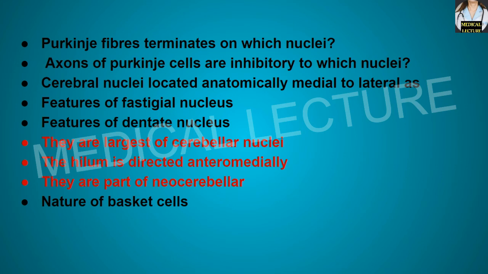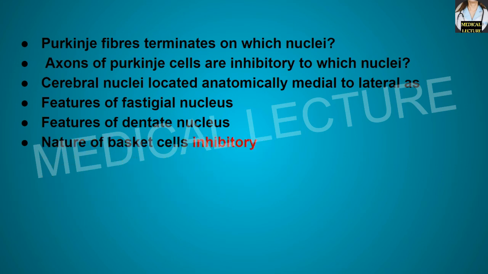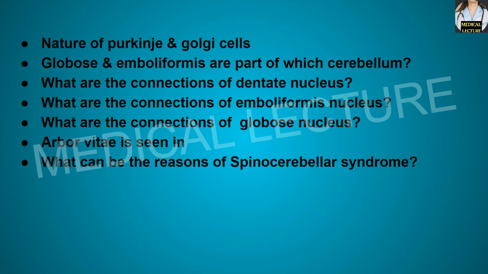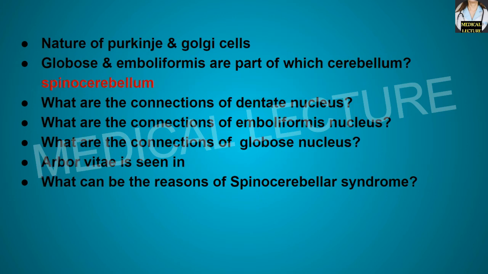What is the nature of the basket cells? They are inhibitory in nature. The nature of the Purkinje and the Golgi cells is that they are inhibitory in nature. Globose and the emboliform are part of which cerebellum? They are a part of the spinocerebellum.